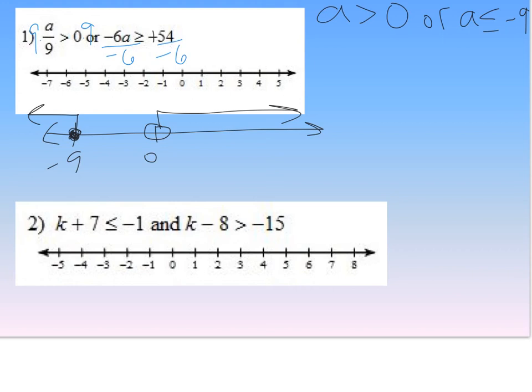Alright, to do this one, got to solve again. So I'm going to have k plus 7 is less than or equal to negative 1. So k, subtract 7, I get k is, actually I'll write it in a different spot. It's k is less than or equal to negative 8. And for this one, I add 8. So I have k is greater than negative 7. Oop, can't really see that.